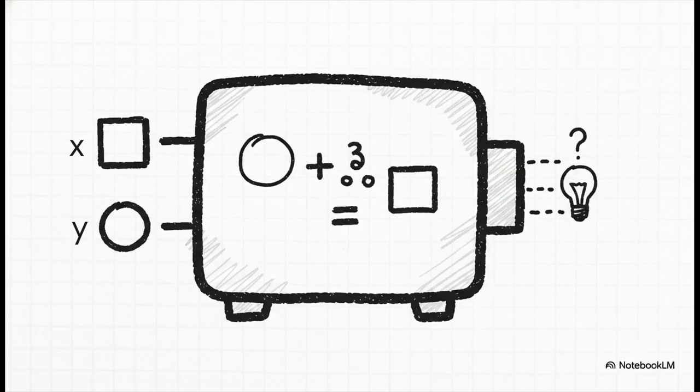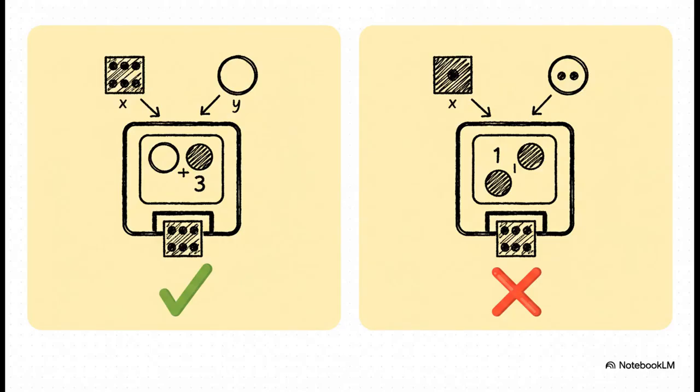For example, we could define a new one, Q of X and Y, as the statement X equals Y plus 3. And it works the exact same way. We just have to fill in both blanks to get our answer. So if we say X is 3 and Y is 0, the statement becomes 3 equals 0 plus 3. That's true. But if we try X equals 1 and Y equals 2, we get 1 equals 2 plus 3. And yeah, that's definitely false. It's a really simple idea, but it's incredibly powerful.